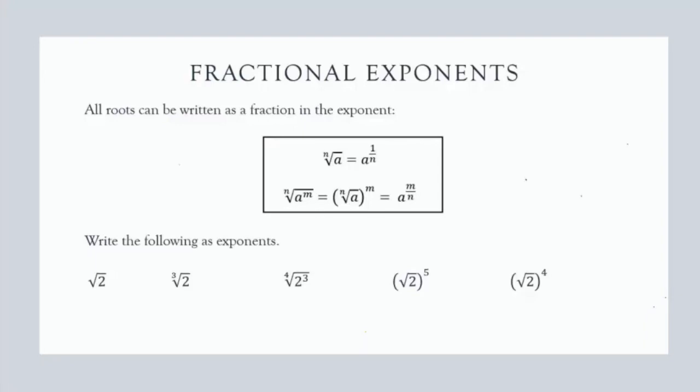Turns out that radicals are really exponents. It's just that we'll have to be writing them as fractional exponents. Let's start by looking at what the rules are telling us here.